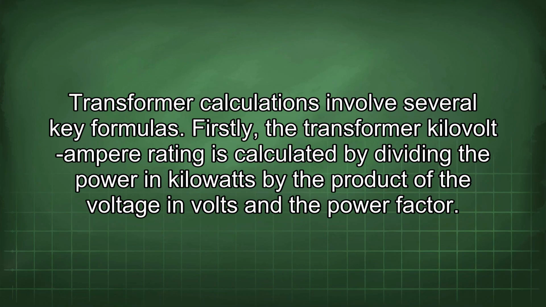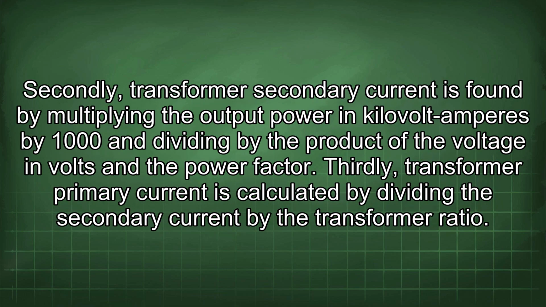Transformer calculations involve several key formulas. Firstly, the transformer kilovolt-ampere rating is calculated by dividing the power in kilowatts by the product of the voltage in volts and the power factor. Secondly, transformer secondary current is found by multiplying the output power in kilovolt-amperes by 1000 and dividing by the product of the voltage in volts and the power factor.